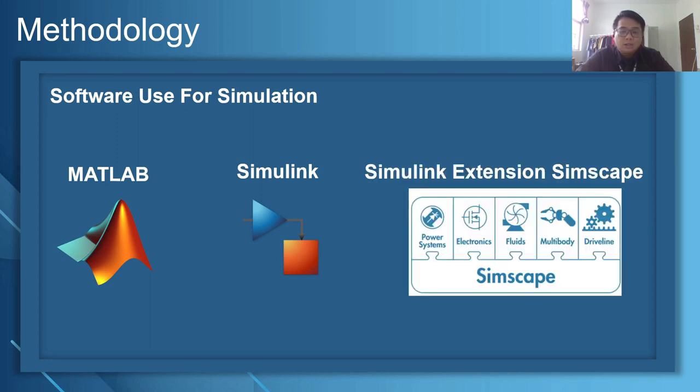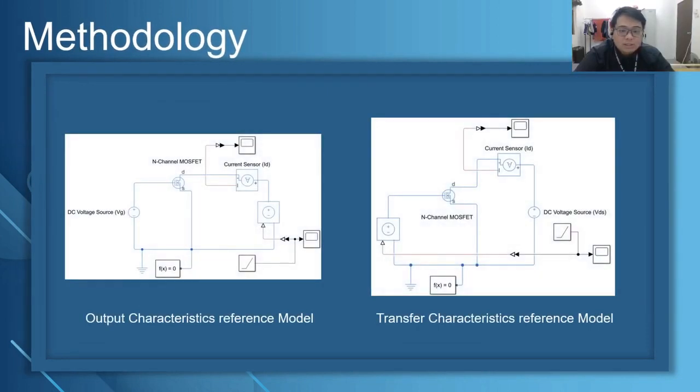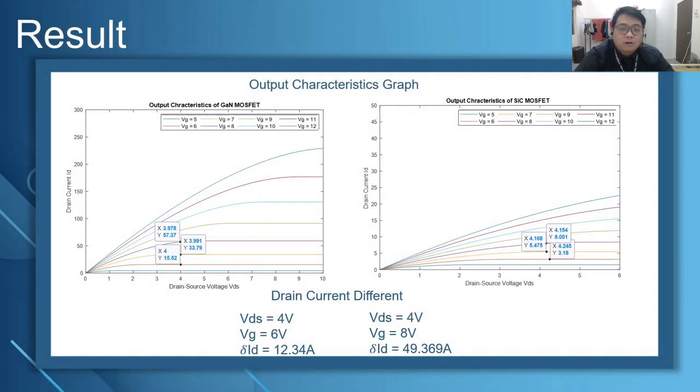And to further simulate the inverter circuit in this project, an extension needs to be installed to Matlab, which is Simscape. And this Simscape extension provides a library for simulating electronic devices. So these two reference modules are to obtain the output characteristic and transfer characteristic graphs of the MOSFET. On the left-hand side is the output characteristics reference module, and on the right-hand side is the transfer characteristic reference module. Next is the result from this project.